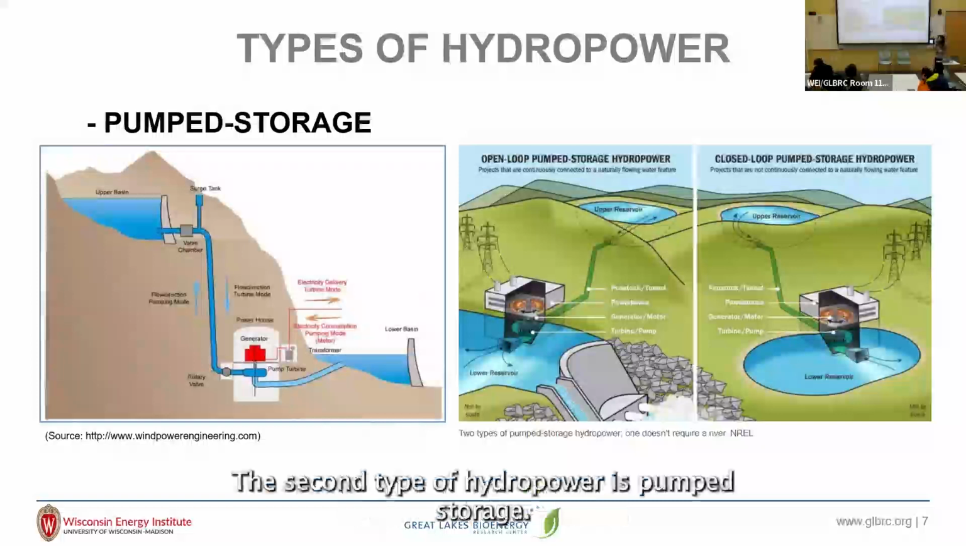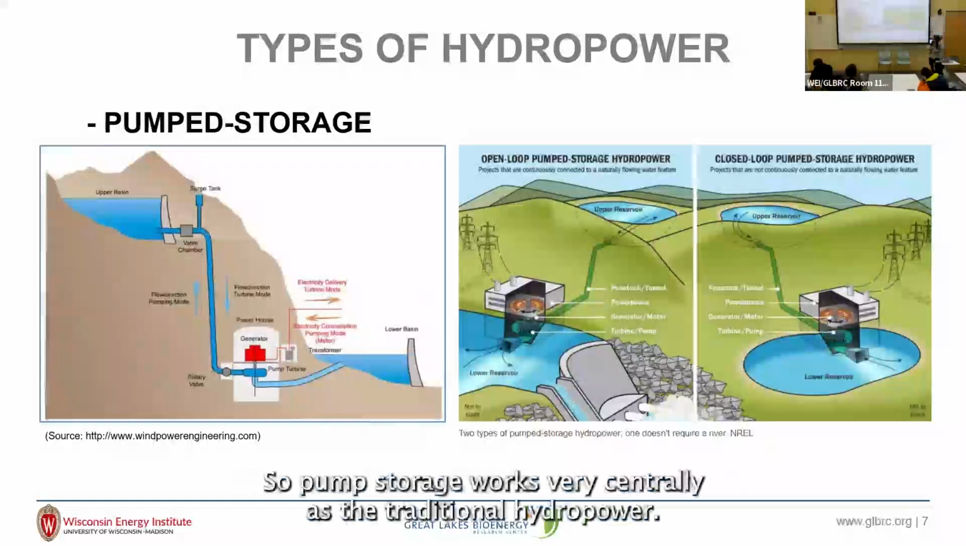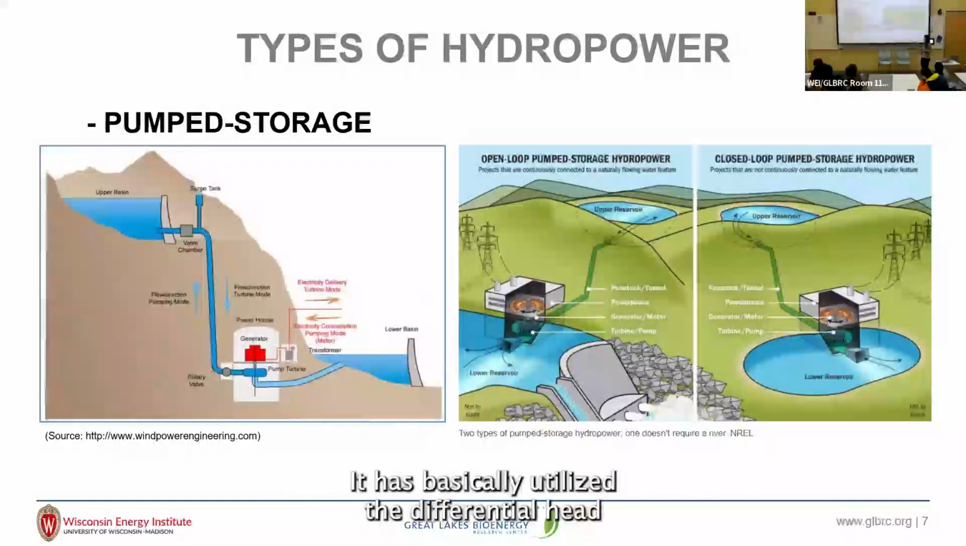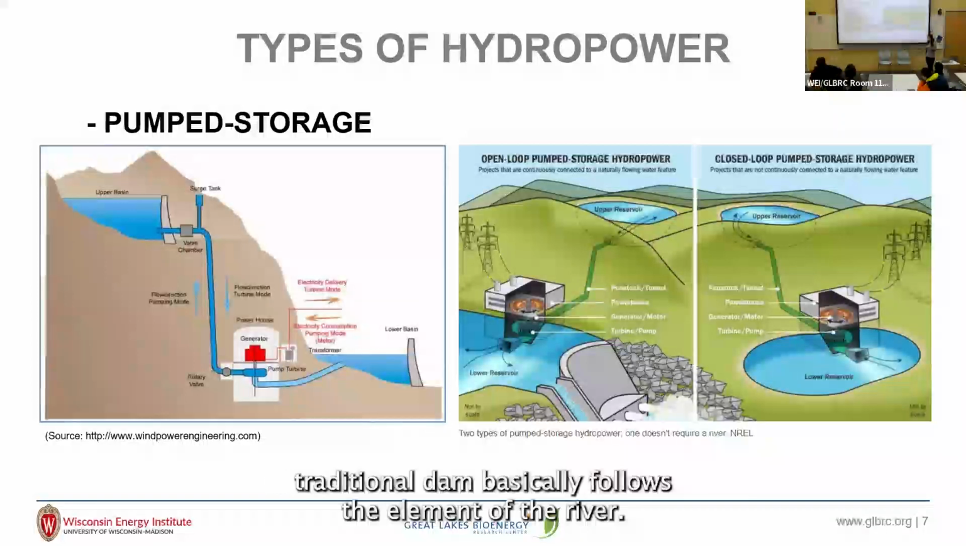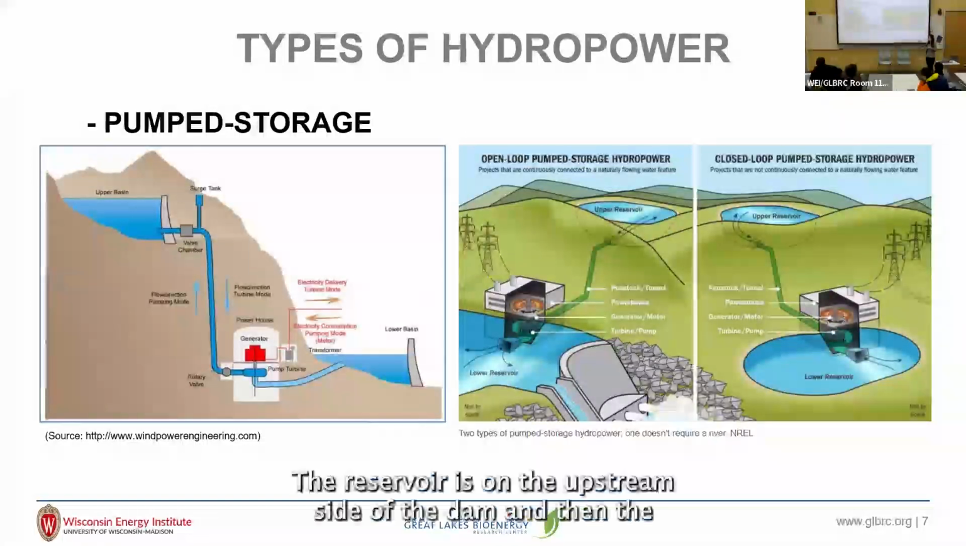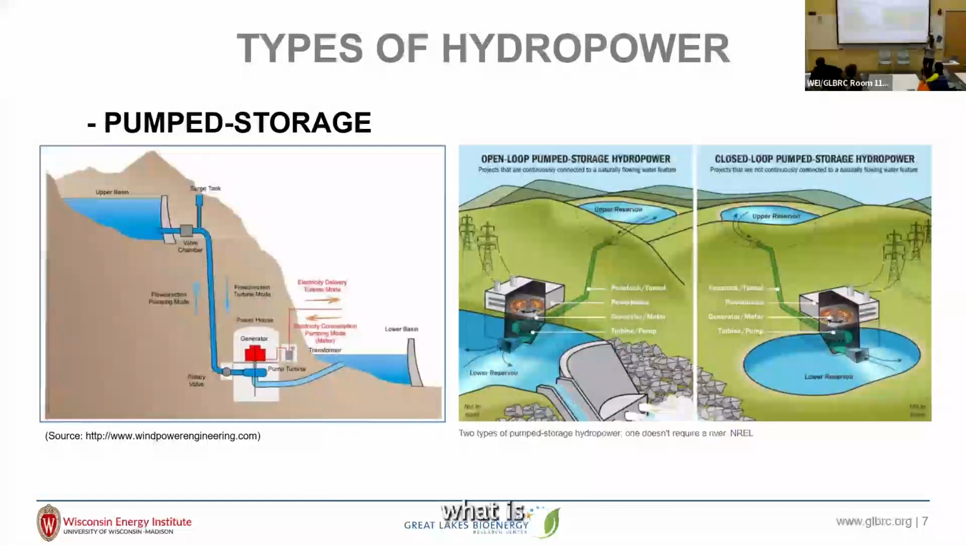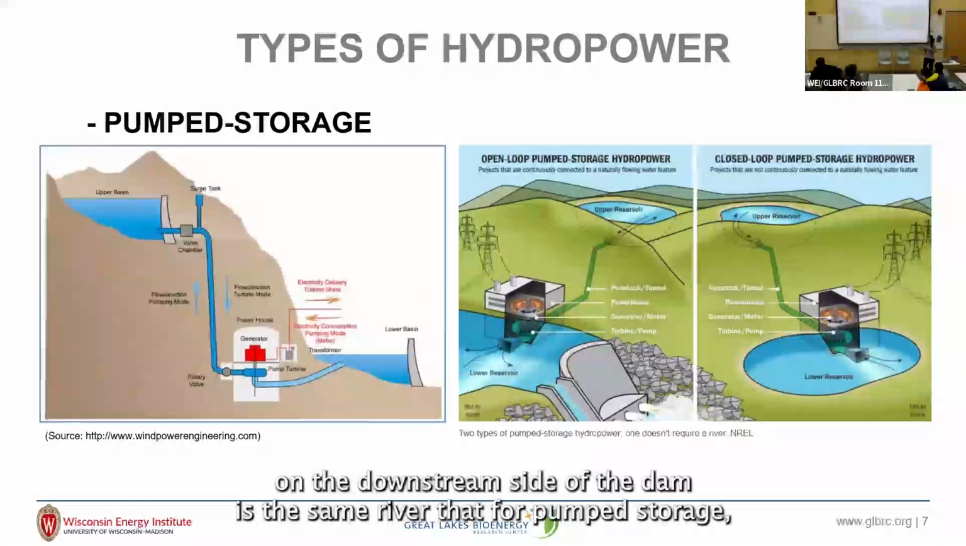The second type of hydropower is pumped storage. Pumped storage works very similarly to traditional hydropower. It basically utilizes the differential head between an upper reservoir and a lower reservoir. The difference is that the traditional dam basically follows the alignment of the river. The reservoir is on the upstream side of the dam, and then the tailwater is on the downstream side of the dam. It's on the same river.